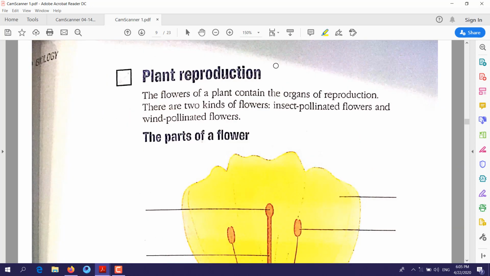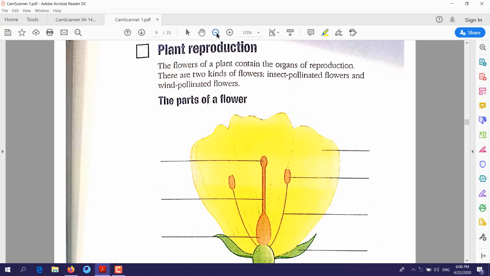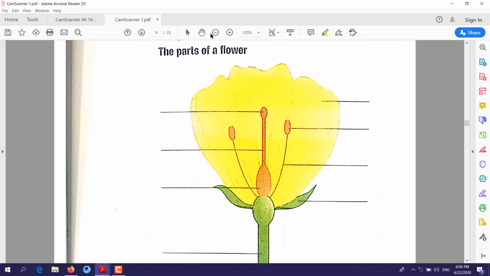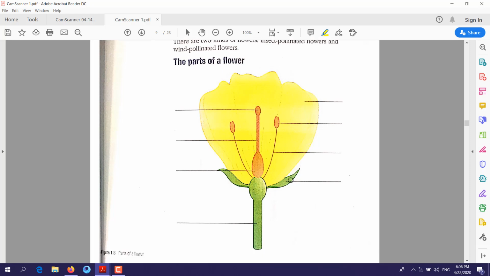Plant reproduction. Here we will study how plants reproduce and by what they reproduce. The flowers of a plant contain the organs of reproduction. Plants have flowers. Each flower has the organs that are required for reproduction. So this drawing, or this figure, shows a typical flower with all the organs that are required for plant reproduction.